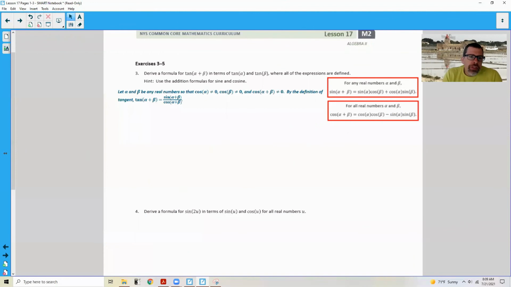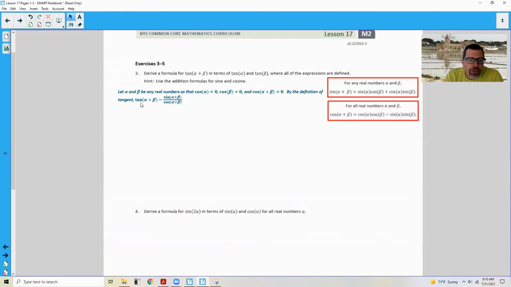All right, page 6 brings us to exercises 3, 4, and 5. We're actually probably just 3 and 4 on this page. Number 3, derive a formula for the tangent of alpha plus beta in terms of tangent alpha and tangent beta, where all of the expressions are defined. Hint, use the addition formulas for sine and cosine. So I brought the hint in. Here are the definitions we came up with on the last page, sine and cosine formulas for addition.